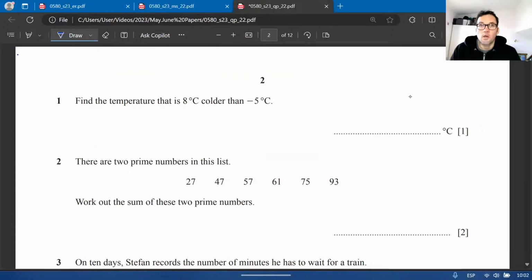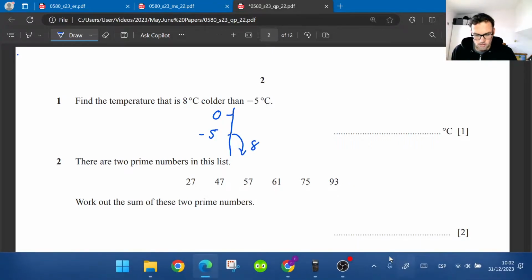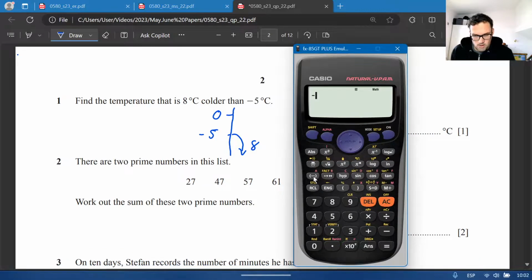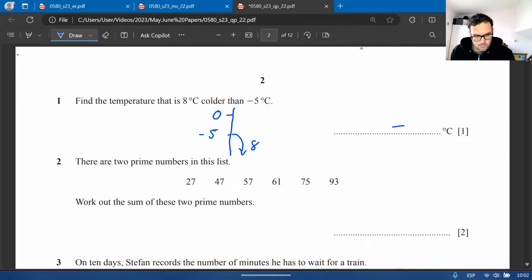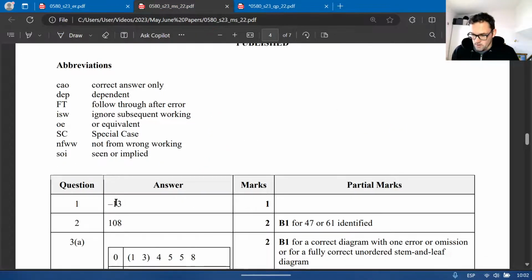Let's go. Question 1, and it's cold, and it's getting even colder. It says a temperature that is 8 degrees colder than -5. So you can imagine that there's 0 degrees Celsius. Then it gets really cold, so that will be -5. And then we need to go down another 8 degrees. That gets really cold. So basically what we're saying is it is -5, and you take away another 8, it's -13. Very cold. But that's the correct answer.